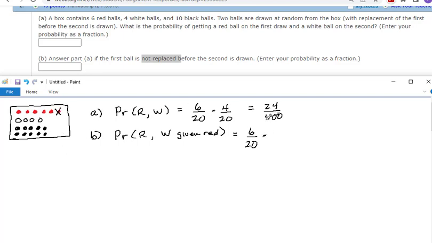the outcome of the first event affects the probability for the second event, because now even though I still have 4 white balls, there are only 19 balls left in the box. So now it's 4 out of 19 instead of 4 out of 20. So the probability is 24 out of 380 instead of 24 out of 400.